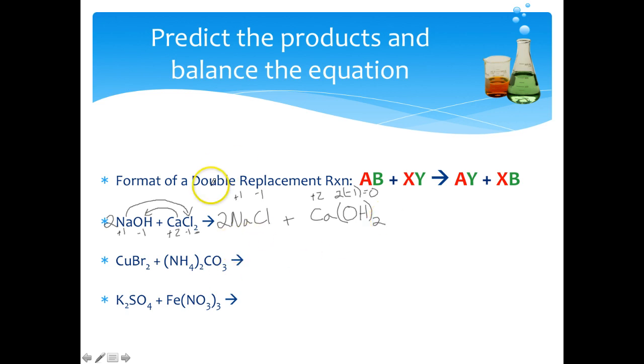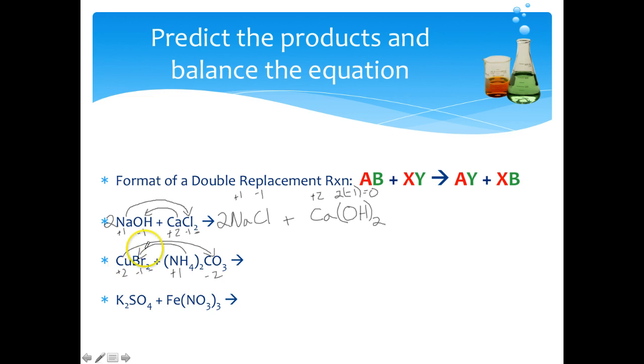All right, welcome back. We are going to do the next 2. So copper is going to come together with carbonate, and ammonium is going to come together with bromine. Copper, transition metal, I got to do bromine first. Bromine's a -1. There are 2 of them, so that means copper is a +2. Ammonium, NH4, is on our polyatomic ion chart, and it has a charge of +1. Carbonate, also a PAI on the back, and it has a charge of -2.